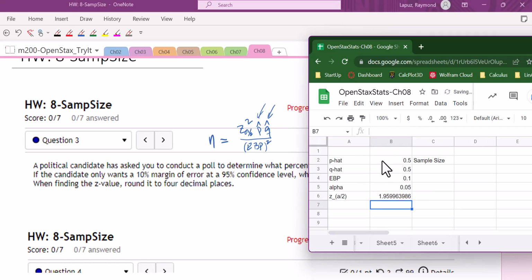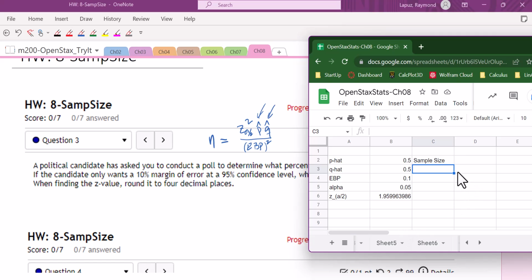And then I'll press enter and I'll see I get a positive number now. So it's 1.96, which is that popular Z critical value that we've seen before. All right, now let's put in the formula for the sample size n.